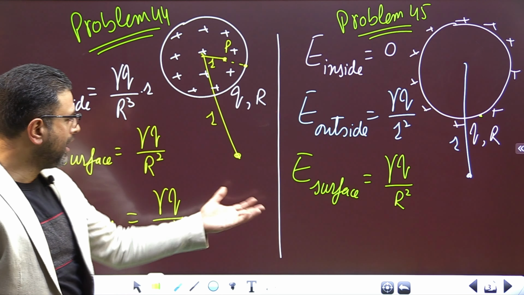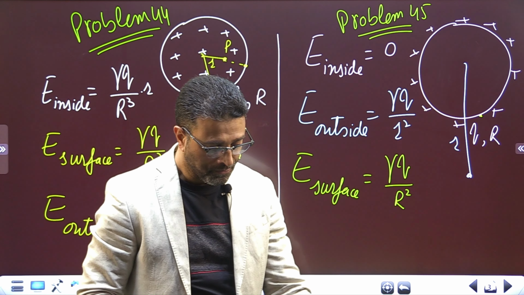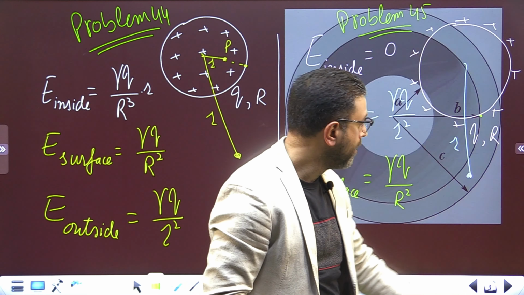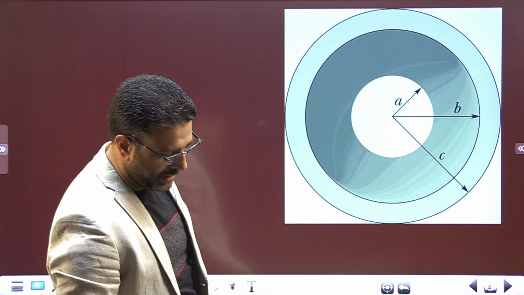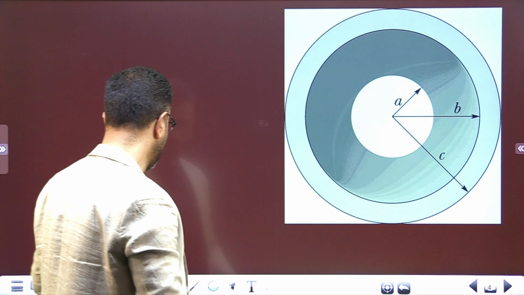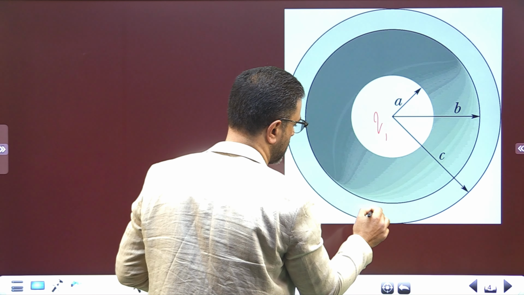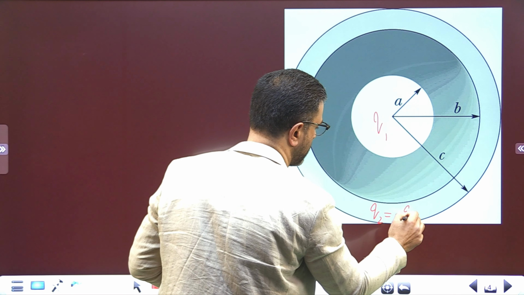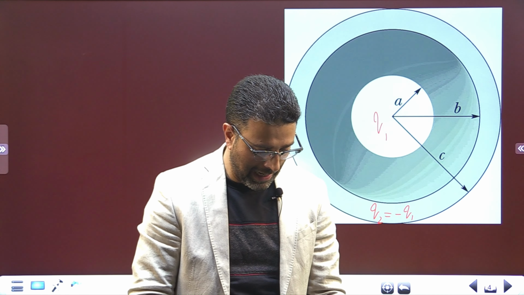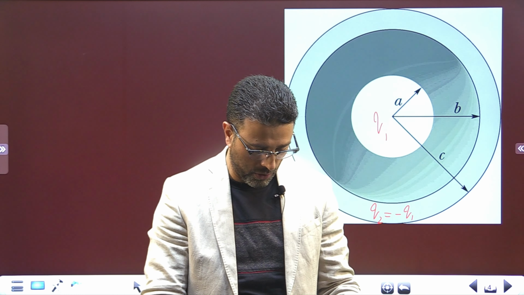So if you want to derive these results, you can visit these problems and go through it. Now let's come to our case. We are given a solid sphere of radius a with some charge q1. This is having charge q1 and this is having charge q2, which is minus q1. We're asked to find the field at r equal to 0, then at r equal to a by 2, and then r equal to a.